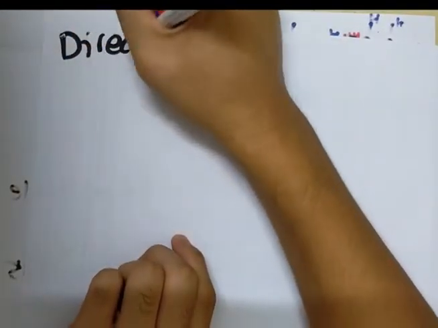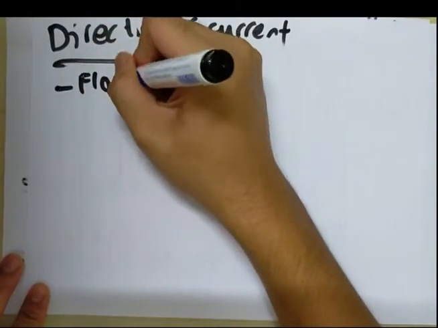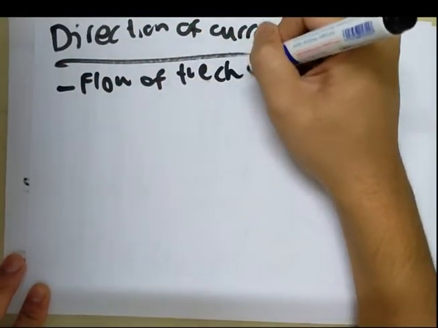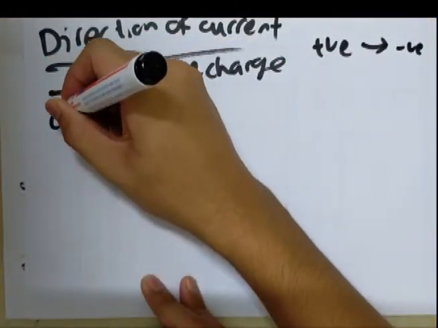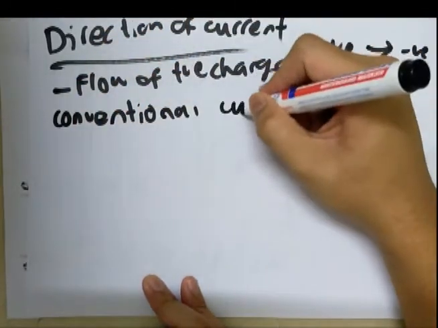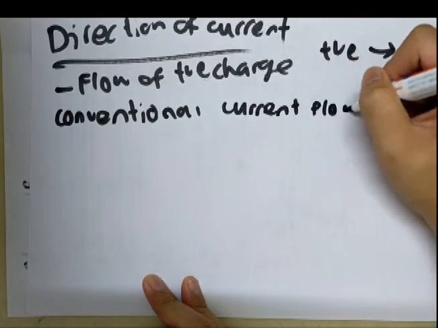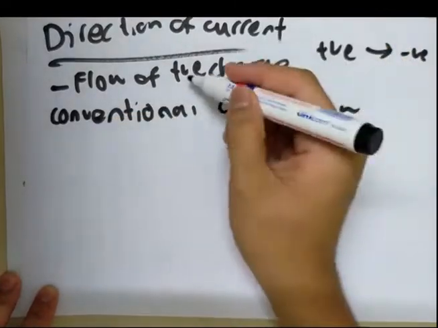Okay, so the next thing you have to know is the direction of current. This is simple. Direction of current is the flow of positive charge. So it's positive to negative. What they call this is the conventional current flow. So conventional current flow means the direction of current. What happens is the flow of positive charge, right?